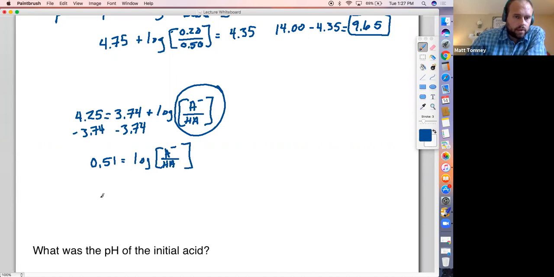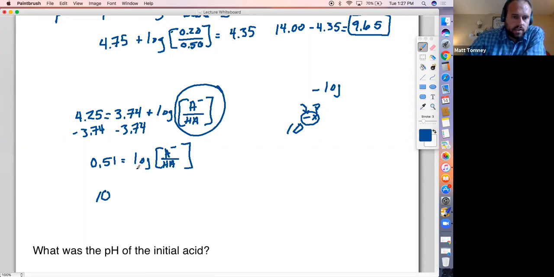So how do we get rid of a log? We take the anti-log. Now here's where a lot of other people had issues. They put 10 to the negative 0.51, okay? When we take 10 to the negative value, it's because we're coming out of a p-based system. So whenever there's a negative value up here, we're doing that because we originally took the negative log to begin with. So we have to put a negative value back in to get out of the p system, right?